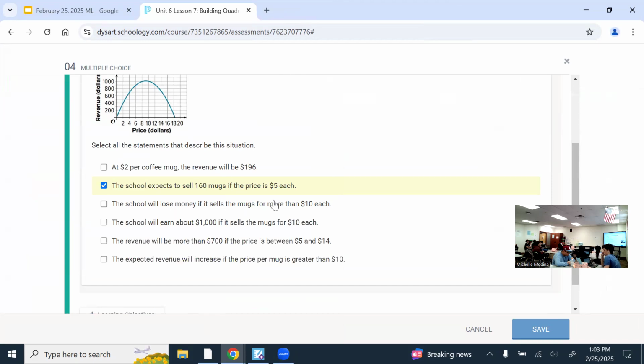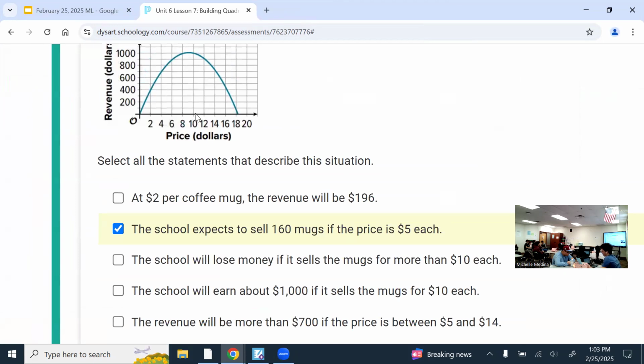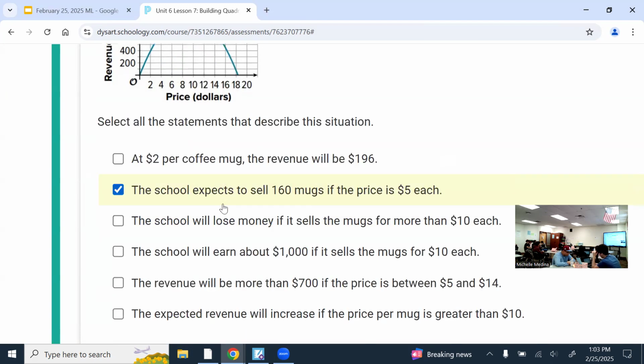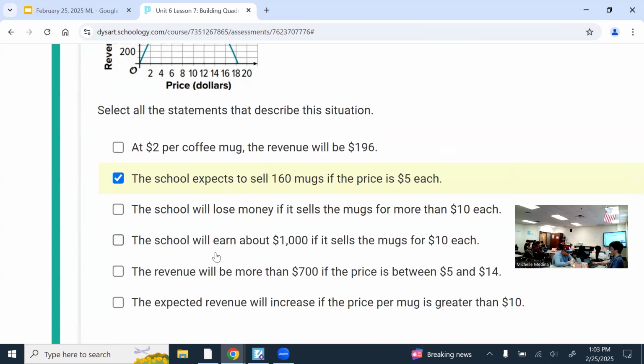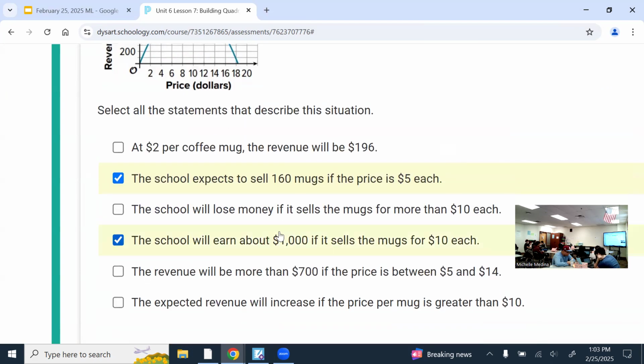The school will lose money if it sells the mugs for more than $10 each. So that's easy to see on my graph. Here's where it's $10. Are they not making money after the $10 point? They are. There's a line here, so this is still in the positives. It's not as much as before 10, but they're still making money, so they're not losing money. The school will earn about $1,000 if it sells the mugs for $10 each. At $10 each, does that look like about 1,000? So we are going to pick that one.